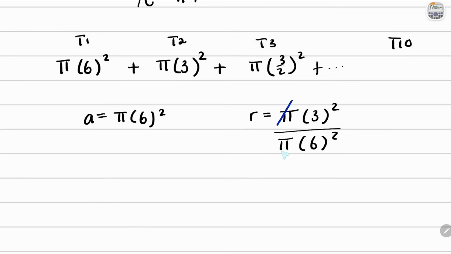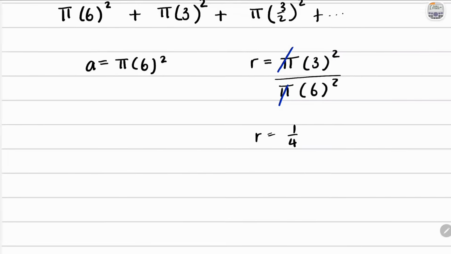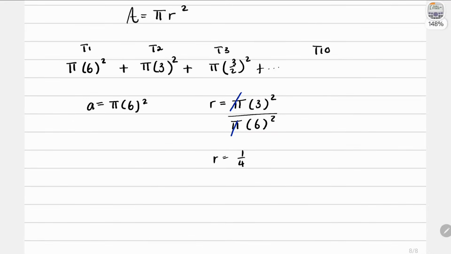Well, your pi's cancel, and then 3 squared divided by 6 squared gives you a quarter. Here's why: it's 3/6 squared. That gives you a half, and half squared is a quarter. So that gives you a quarter. You see we have all the information we need.